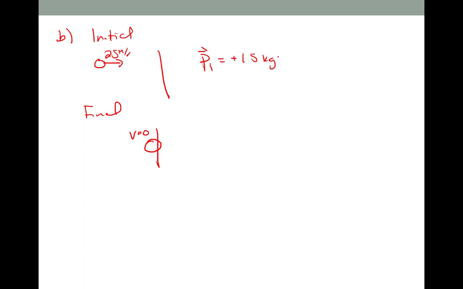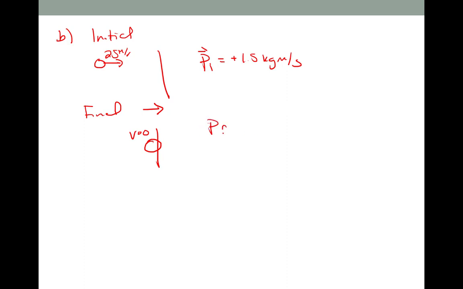Part B starts the same. So the initial looks like we have a ball moving at 25 meters per second towards the wall. But the ball here sticks to the wall and is not moving afterwards. Our initial momentum is the same as what we found in the previous slide because the setup was the same. Nothing changed, same numbers and everything.